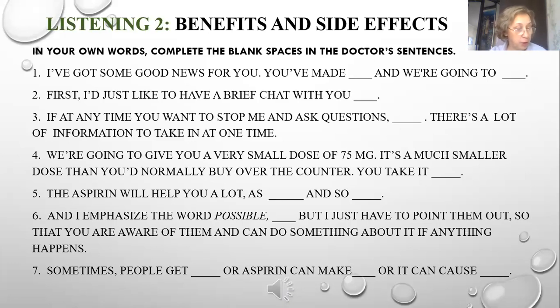Okay. Well, Nishat. And I emphasized about possible side effects, but I just have to point them out so that you are aware of them and can do something about it if anything happens.